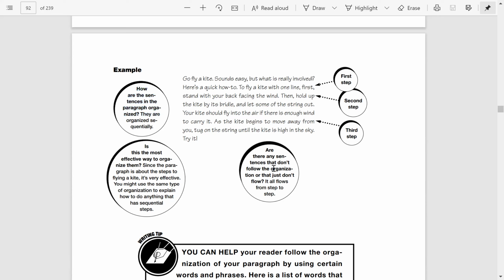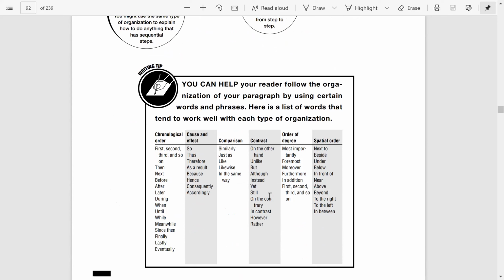Third question: are there any sentences that don't follow the organization or that just don't follow logically? What is the answer? It all follows from step to step. So this is how you can check the organization of your paragraph.